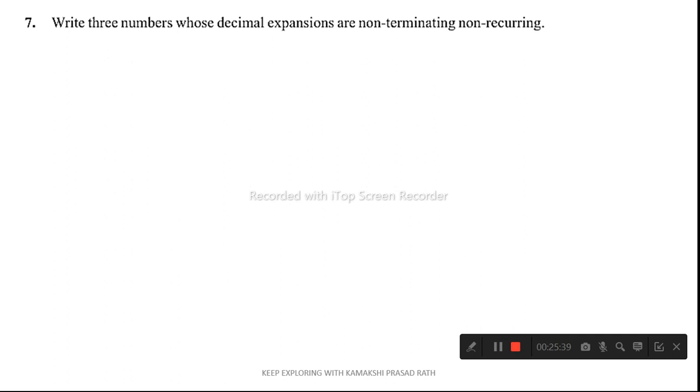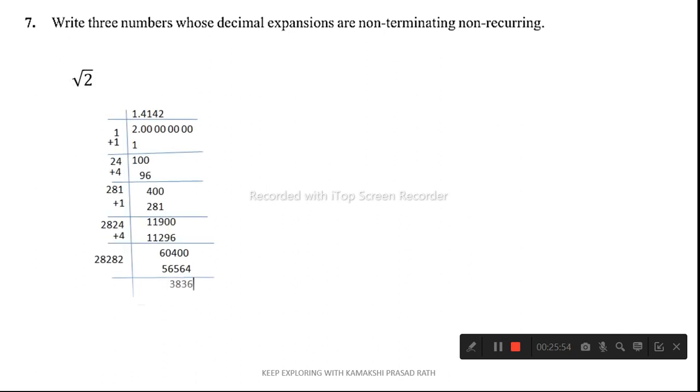Next, write three numbers whose decimal expansions are non-terminating, non-recurring. We know that all the irrational numbers have non-terminating and non-recurring decimal expansions. We'll take one irrational number, root 2. When you perform the division method for finding root 2, we get 1.4142 and so on. The division will keep on going, so it is non-terminating.